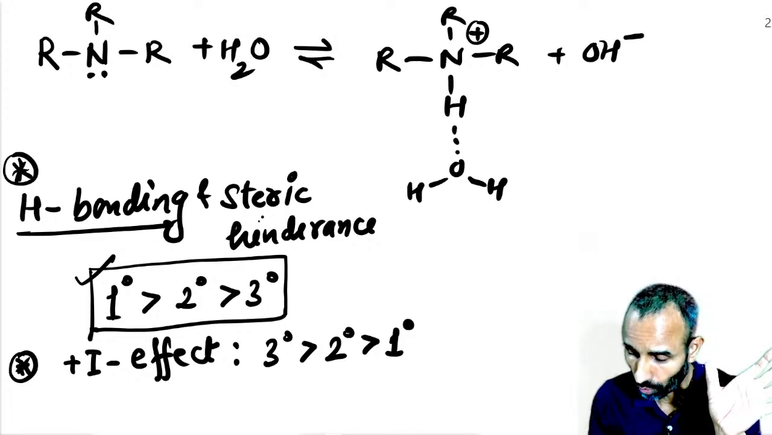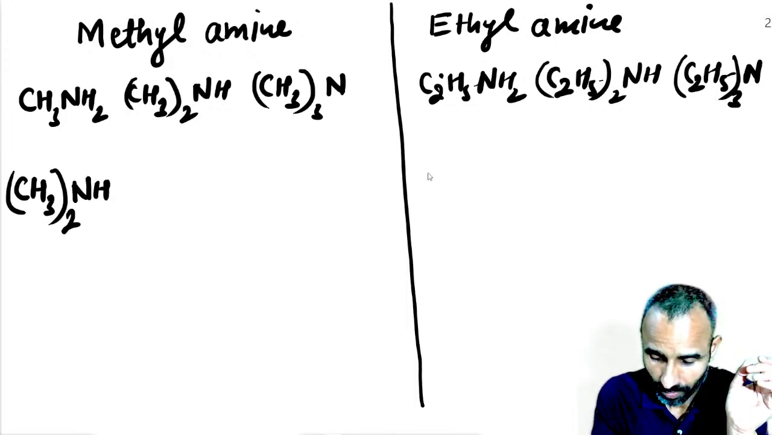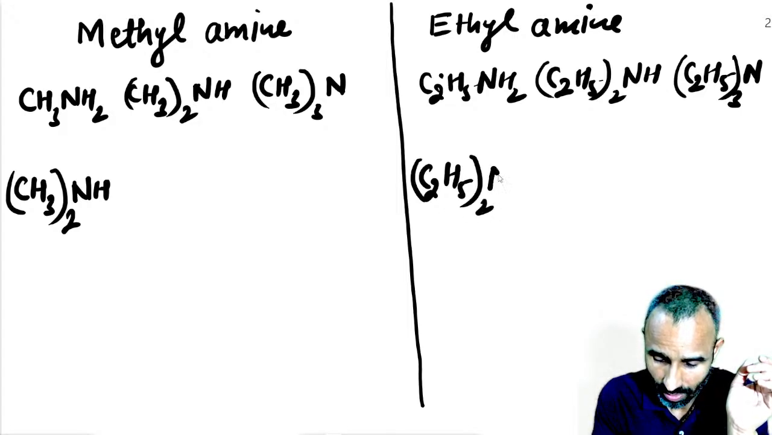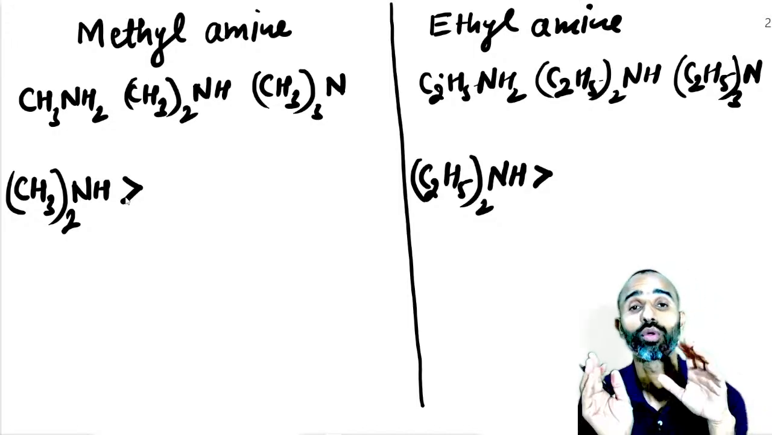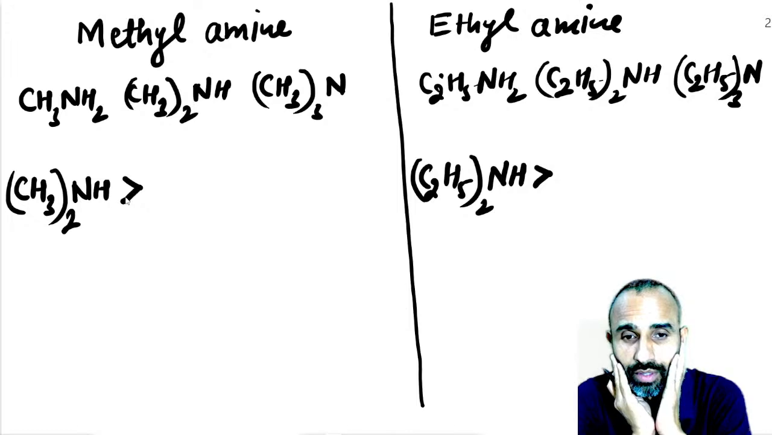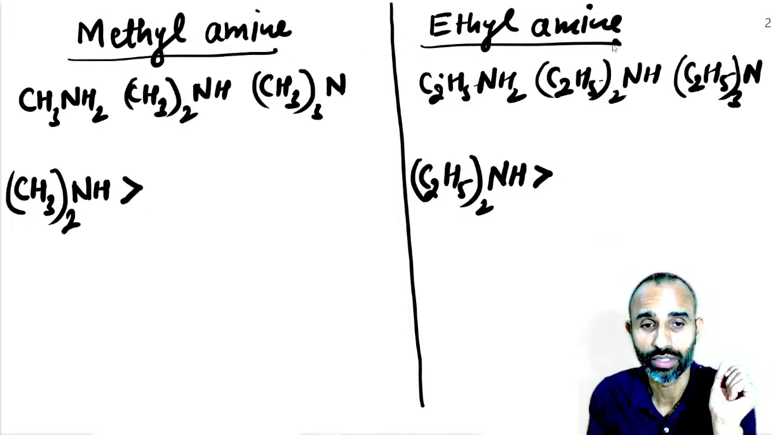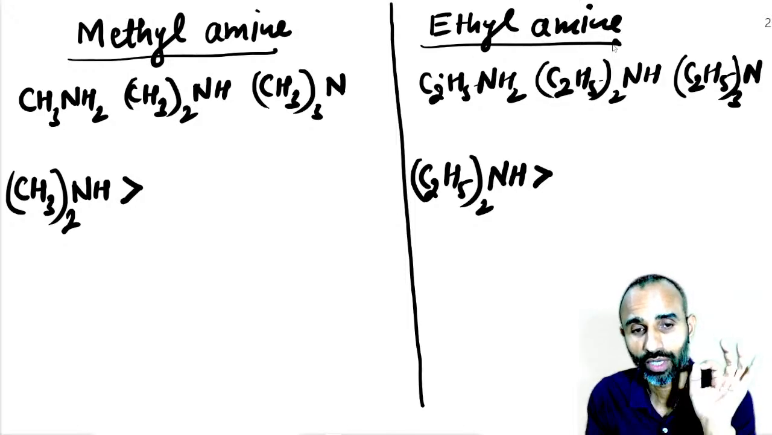So in both the cases, secondary amine is most basic because it is midway. Therefore secondary amine is always more basic than other amines. These are special cases, okay? So keep in mind these two cases. They are very much given in NCERT.